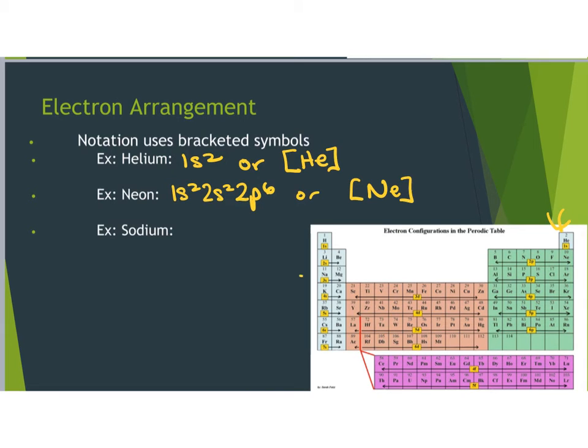Now when I get down here to sodium, sodium is this element here, okay, in the 3rd row. So this would be 1s2, 2s2, 2p6, 3s1, or what I could do is I could say, well, neon is the last noble gas that comes before sodium, and then I'm in my 3rd row, so I'm just going to go 3s1.